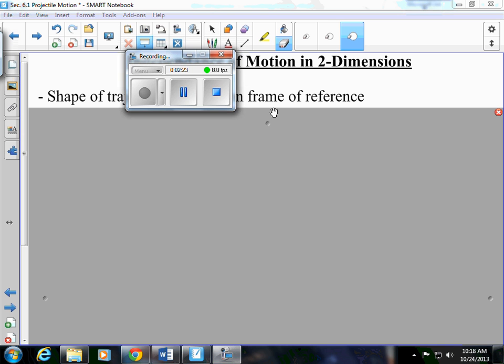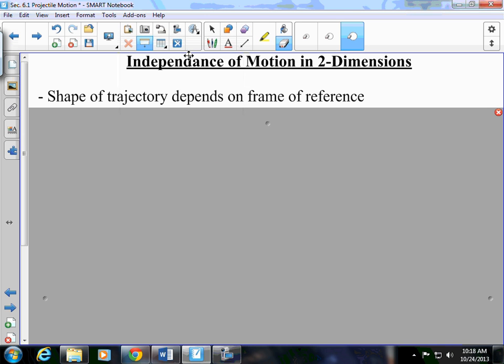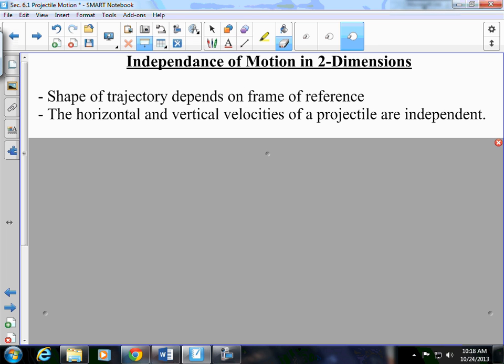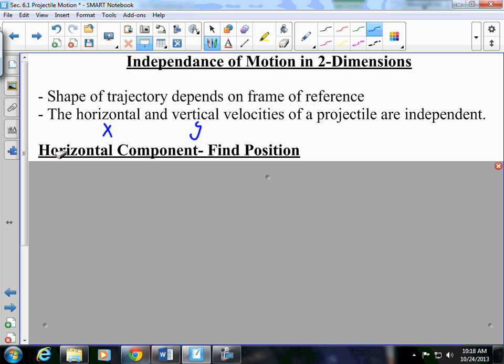So when we talk about frame of reference, we are talking about X and Y, horizontal and vertical. Horizontal is our X value, and vertical is our Y. And we're going to break everything into X and Y values. So when we talk about the horizontal component, we're really finding position.